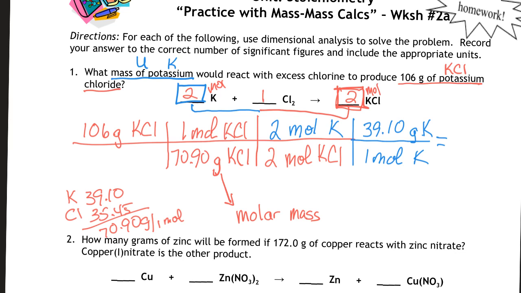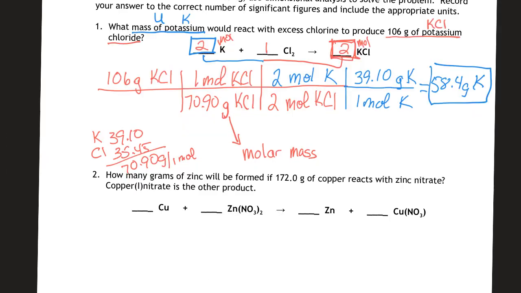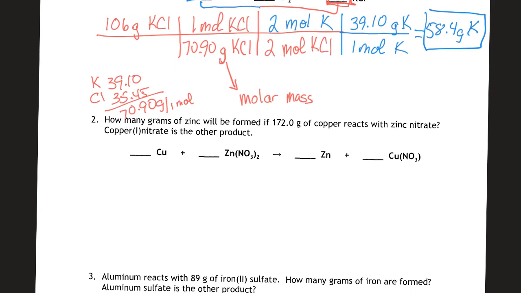So when I put that in the calculator, and I'm going to round for the right number of significant figures, I'm going to get 58.4 grams of potassium. And that's going to be my answer. So let's move on to the next one. I'm going to erase some stuff just so I have some room to write.